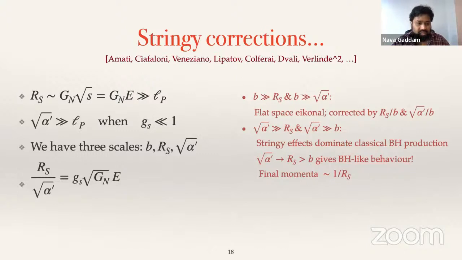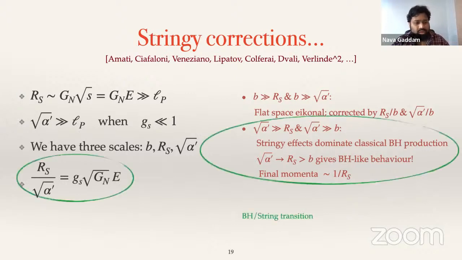And this is an interesting regime for various reasons, because you could study different aspects of it. So look at the formula at the bottom left. You can tune the quantity on the left-hand side, the Schwarzschild radius over the string length, to be much smaller or much bigger than 1 just by tuning G string. And this goes under the name of black hole string transition, where you can start looking at black hole-like behavior or stringy behavior.